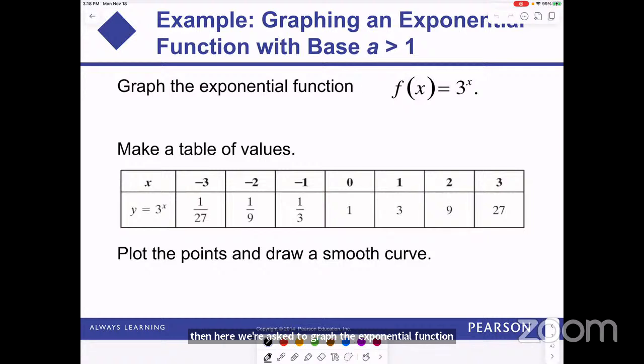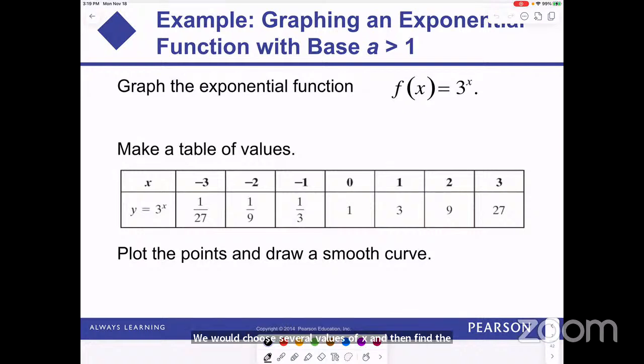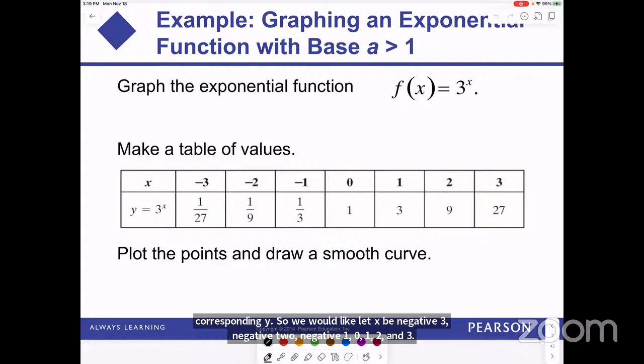Let me see. So to graph this, we would create a table of points. This is one way of going about it. We would choose several values of x and then find the corresponding y. So we would let x be -3, -2, -1, 0, 1, 2, and 3, and then we will find the corresponding y. In this instance, it might actually be easier to work backwards.